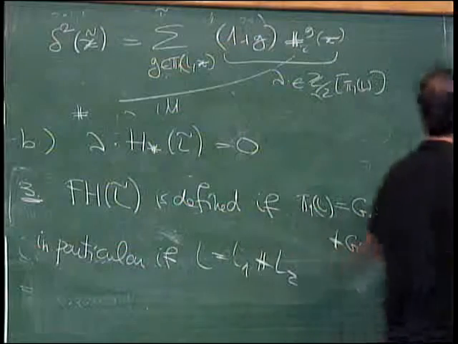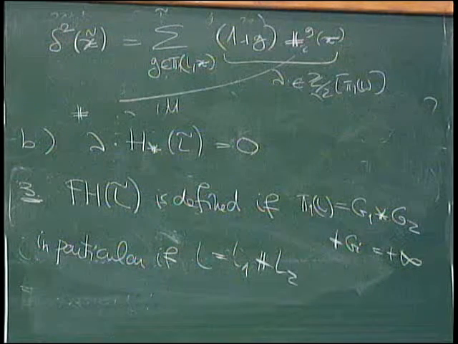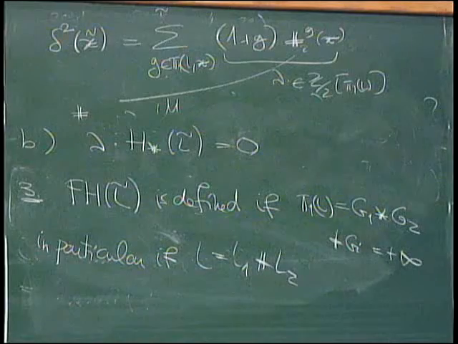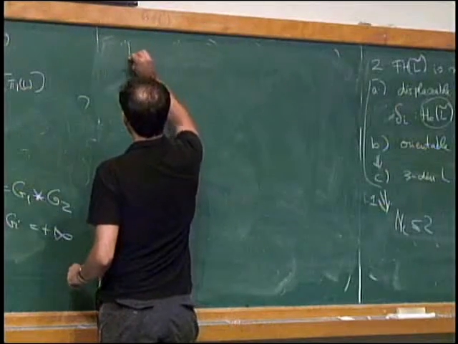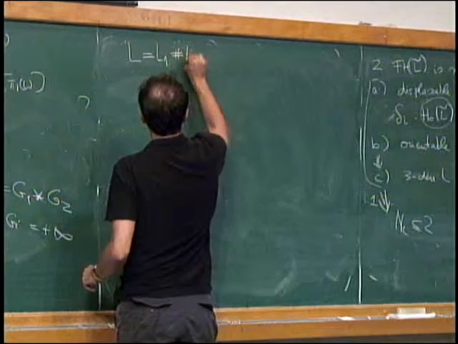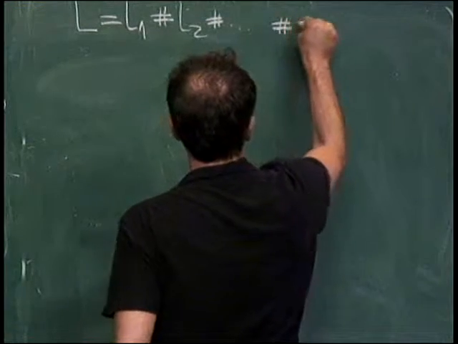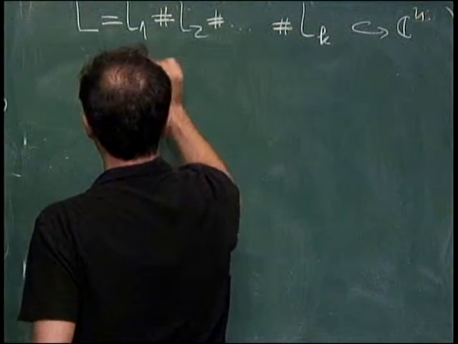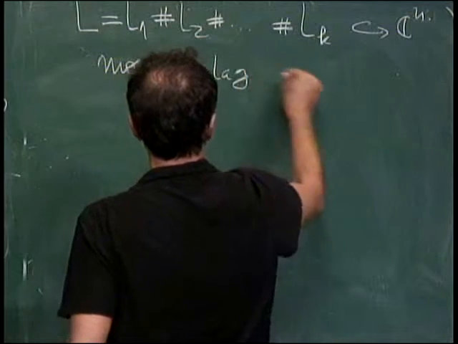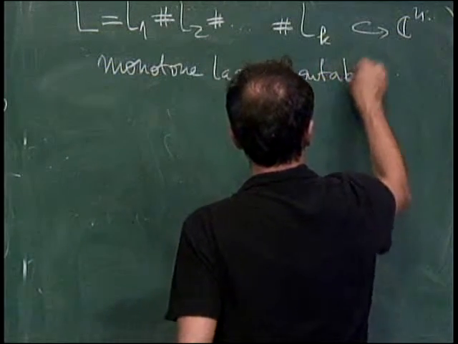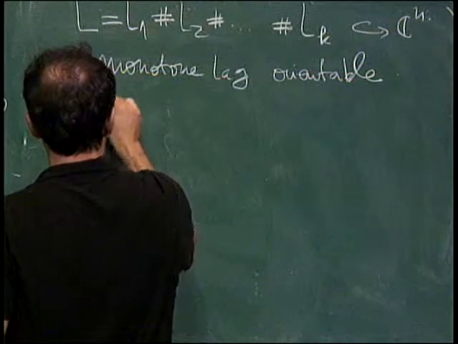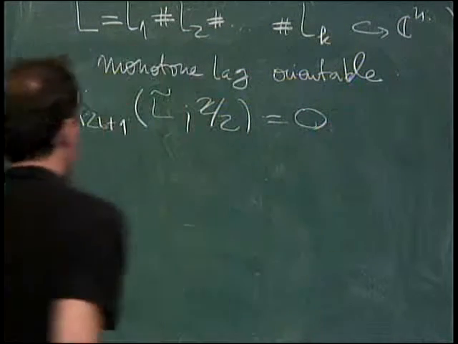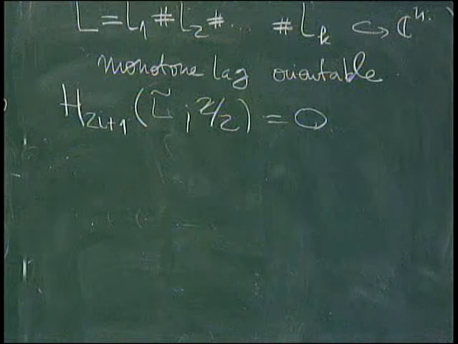Now, let me go to at least a proof of one statement I gave. So take L, as I said, a connected sum in Cn, which is a monotone, orientable Lagrangian, and such that the odd dimensional cohomology of the universal cover is 0.